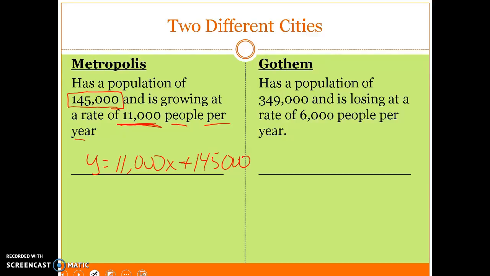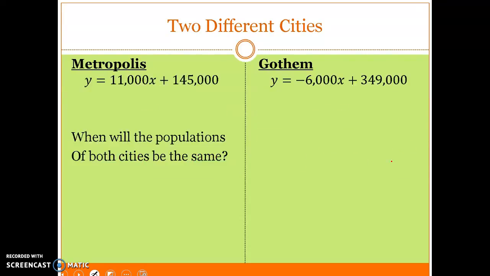Now, that's different than what's going on in Gotham. Gotham's a dark city. It's much bigger right now than Metropolis. 349,000 people live there, but people are moving away. It's losing population at a rate of 6,000 people per year. So this is the slope, and it's negative because it's losing 6,000 people per year. So here the equation is going to be y equals negative 6,000 times x plus the current population, which is 349,000 people.